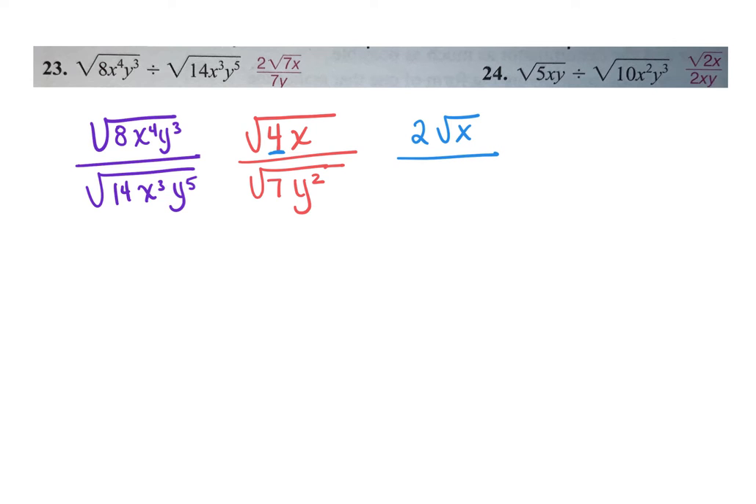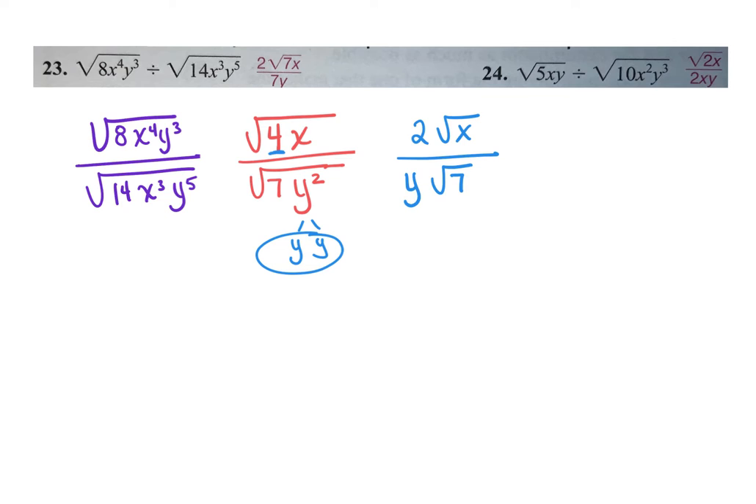On the bottom, my 7. 7 does not have a perfect root, right? So it's going to stay inside the root. But what about my y's? I have 2 of them, right? So if I were to do my little factor, you would see they group up. So a y is actually going to come out of my root.